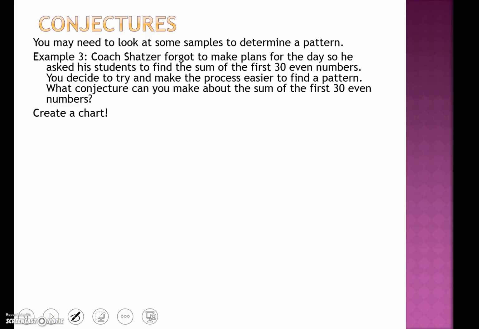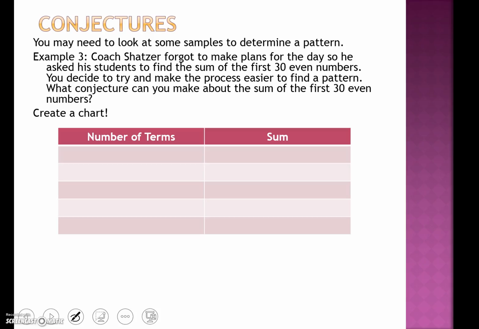So what we want to do is create a chart. On the left-hand side, I'm going to say, how many terms are involved as I'm adding? And I want to increase by 1 every time. And on the right-hand side, I'm going to say, what's the sum? Because that's our focus here: what is the sum of the first 30? Well, to get the first 30, I might need to look at the first 3 or 4.